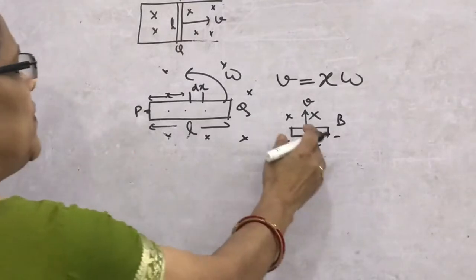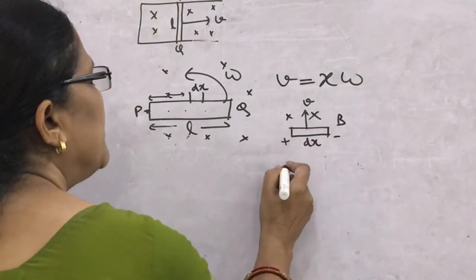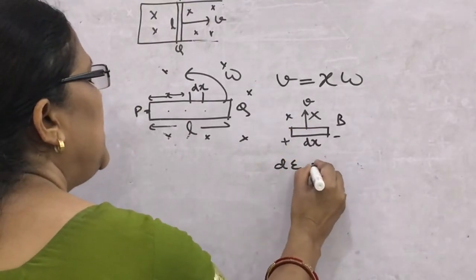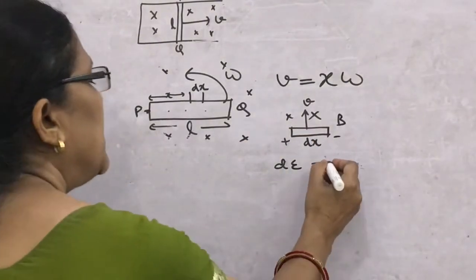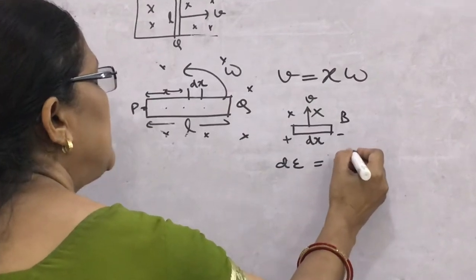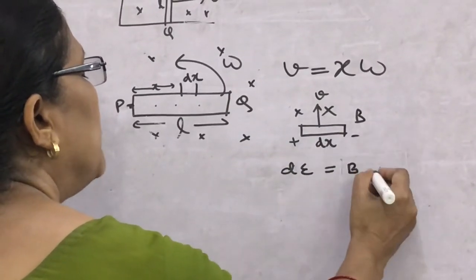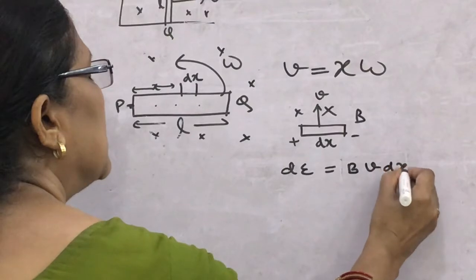Then what will you write? The small amount of EMF induced in the rod, suppose this is dE. What will you write? Motional EMF we have read, BLV. So, what will you write here? This is B, L is what? dx, and V is V, so B V dx.